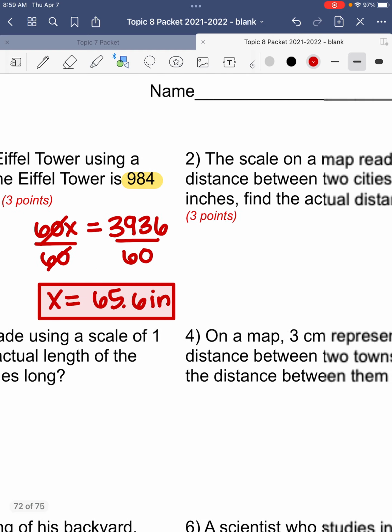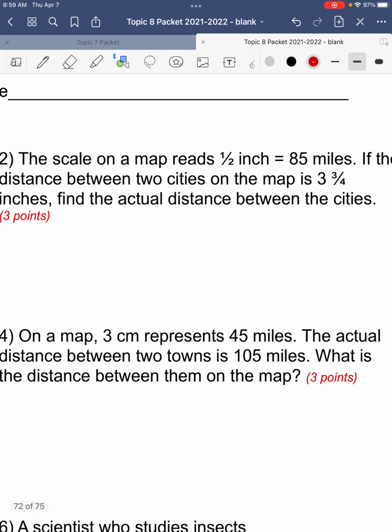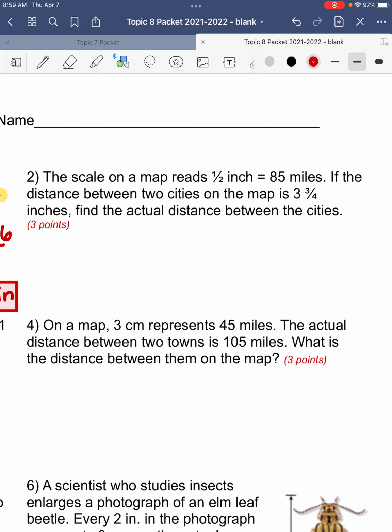Okay, let's move on to number 2. So the scale on a map reads ½ an inch equals 85 miles. If the distance between 2 cities on the map is 3 3/4 inches, find the actual distance between the cities. So important information here is ½ an inch equals 85 miles. And we know that 2 cities on the map are 3 3/4 inches apart. Okay, so remember it's model over actual.